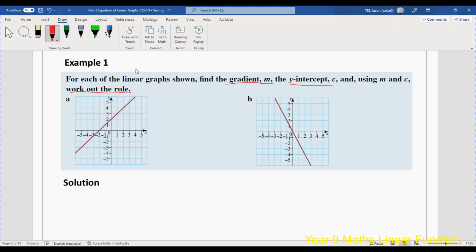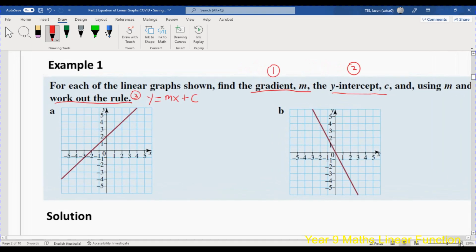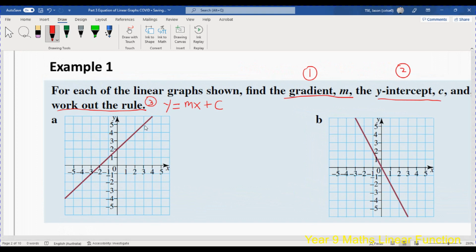So there are three things. One is gradient. Second, y-intercept. The third is rule. Of course, the rule means gradient intercept form. Okay, first of all, let's try to do part A. What would be the gradient m in part A?